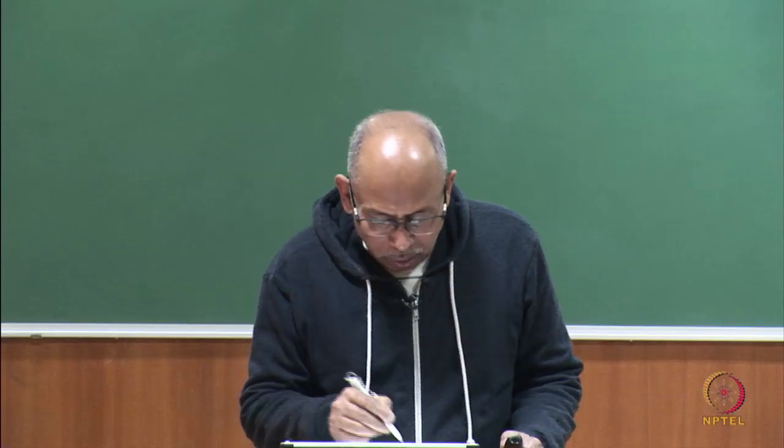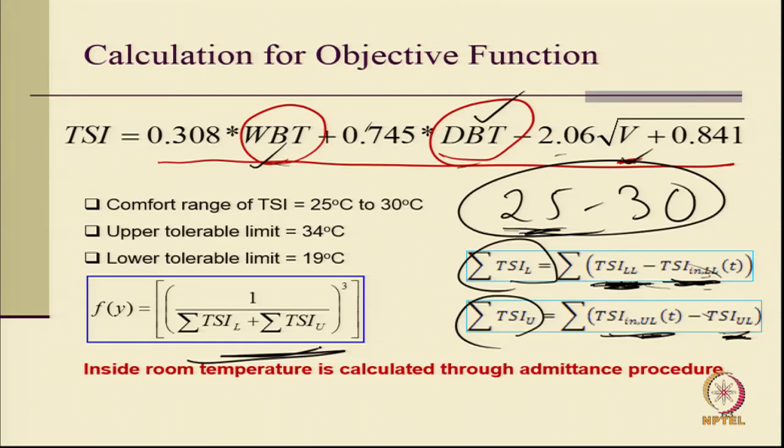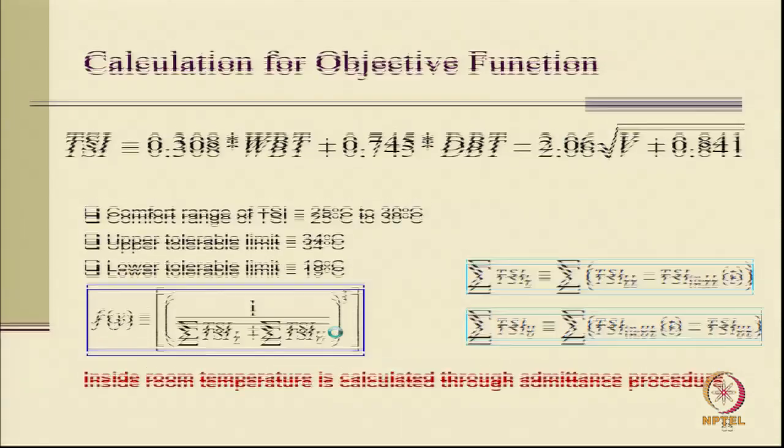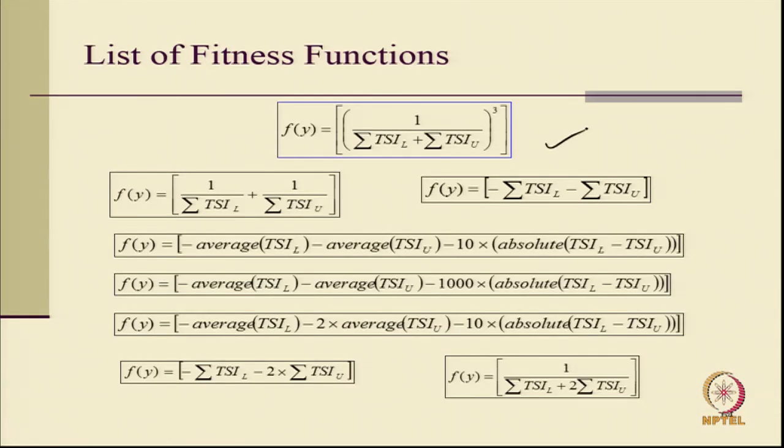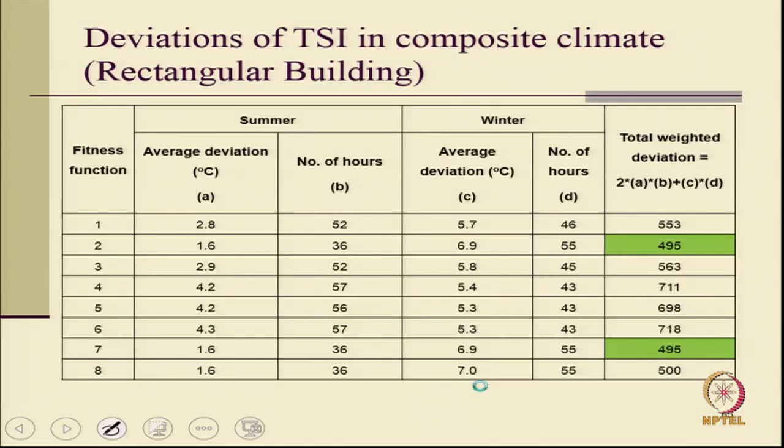Or you can use a fitness function like 1 over this deviation, the absolute value of the deviation, summed up for 24 hours, and this is maximized as the fitness function, because minimization of a negative function is equivalent to maximization. So, this is what we do. Sometimes one may use a power and so on, and therefore you can find out which is better. The rest all remains the same.